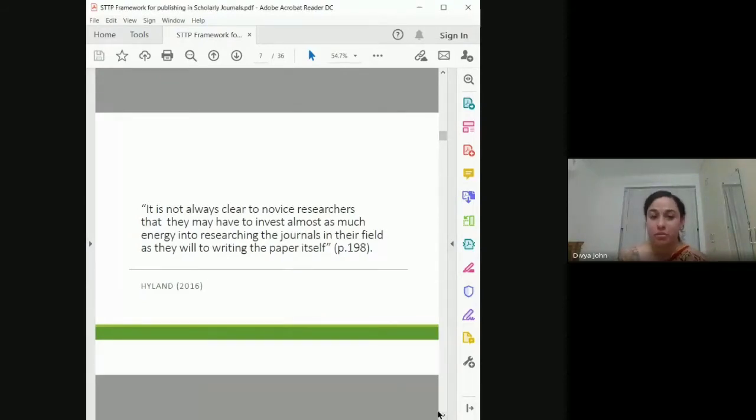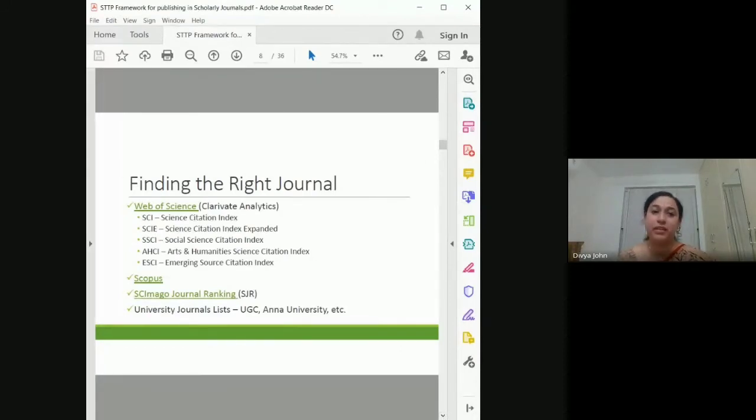Okay. Now this is a wonderful quote that I found by Highland, where he said, the first thing that a researcher has to do is research the journal list and find out the journal that pertains to his or her field. It's often not clear to novice researchers that they may have to invest almost as much time and energy into researching the journal in their field as they will have to in writing the paper itself. So researching the journal in your field is the first step.